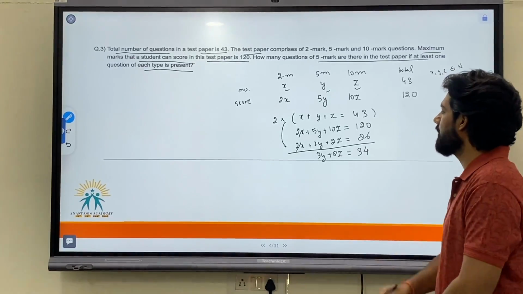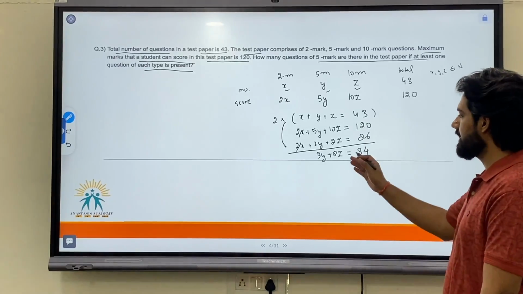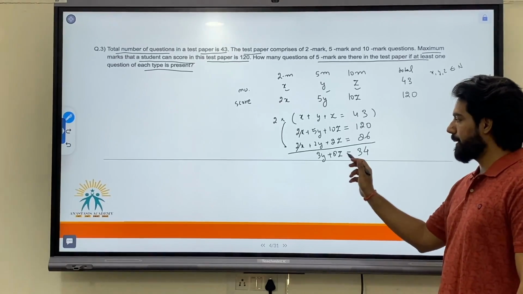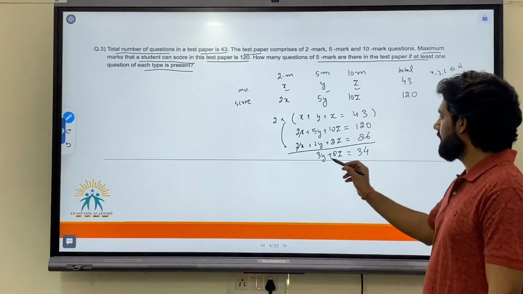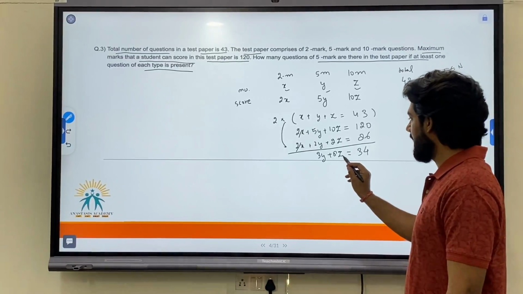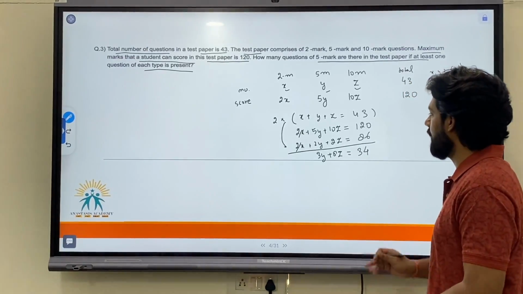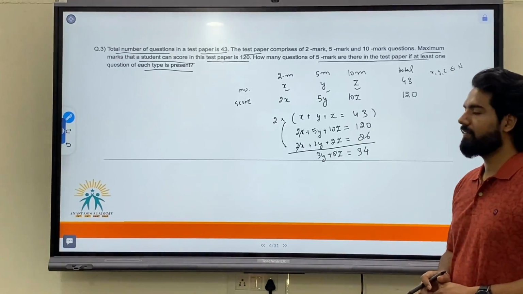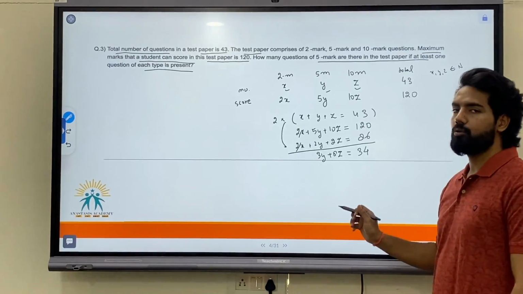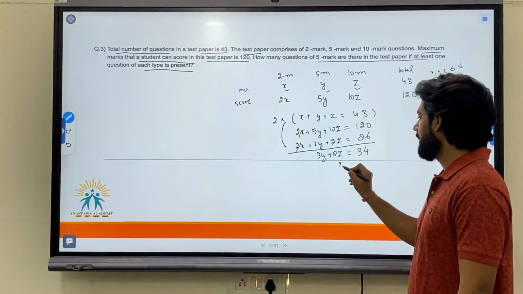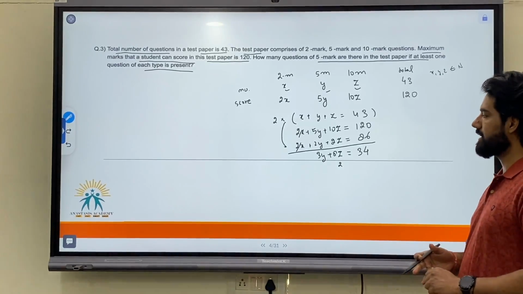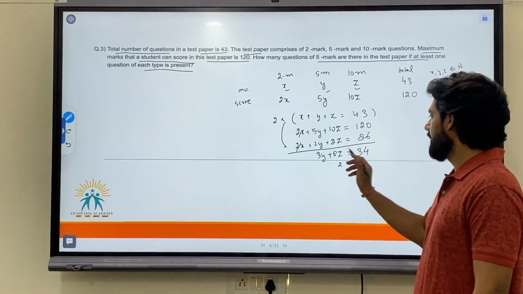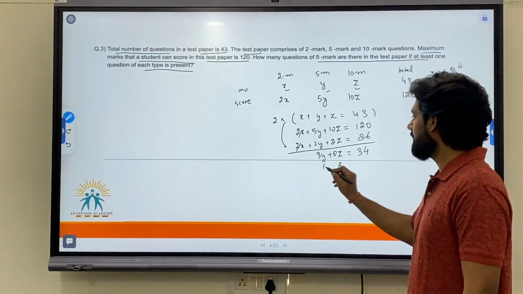Now I need to find the values of y and z satisfying this with integral solutions. I know y and z are natural numbers. So solving this equation, for z equal to 1, 3y becomes 26, and 3 cannot divide 26. So let z equal to 2. At z equal to 2, this becomes 16, and 34 minus 16 will become 18, so 3y is equal to 18, and y can have the value 6.